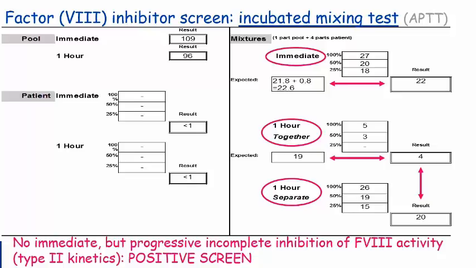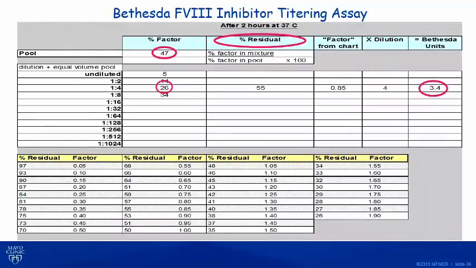Then this test, which is our factor VIII inhibitor testing algorithm: measure the factor VIII activity, perform the screen. We then do the Bethesda titering assay, which is a 2-hour incubation of a 1-to-1 mix of serially diluted patient plasma, and you can titer or find that dilution that inhibits half the factor VIII activity.